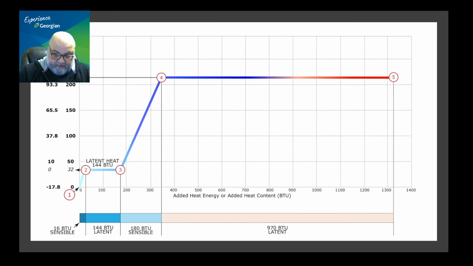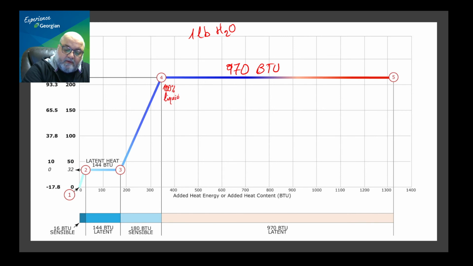What will happen is it will take a whopping 970 BTUs for that 1 pound of water to turn from 100% liquid at point 4 to 100% steam, meaning gas, at point 5.